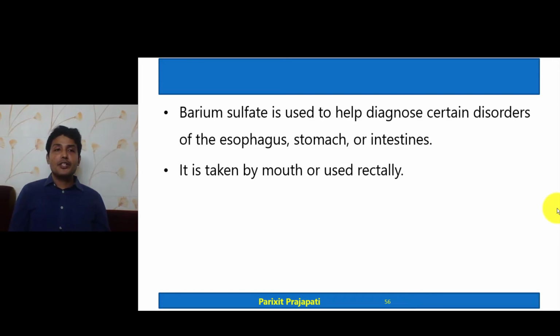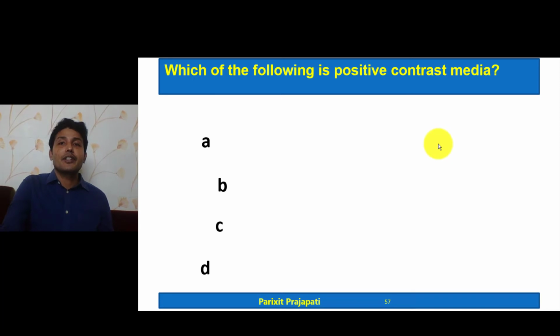Where can this be used? Barium sulfate can be used to help in the diagnosis of certain disorders of the esophagus, stomach or intestine. So mostly in disorders of the GI tract, barium sulfate can be used. It can be given by mouth, rectally or with the help of an enema.